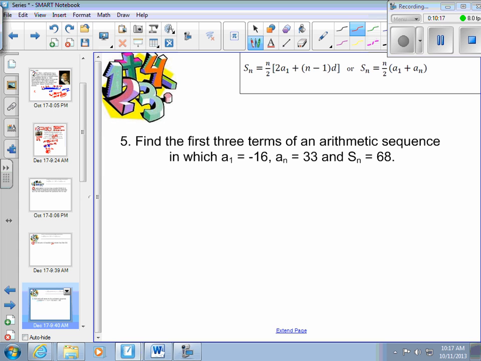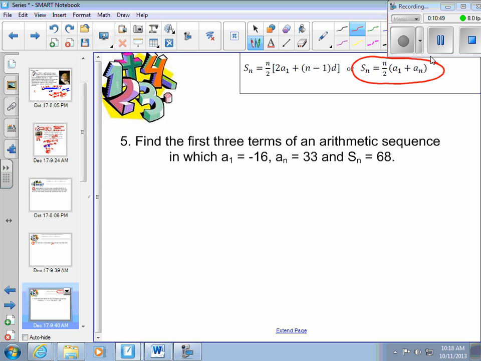Number 5 says find the first 3 terms of an arithmetic sequence in which the first term is negative 16, the last term is 33, and the sum of all the terms is 68. Okay, so we have the first one, the last one, and the sum. We want to try to figure out what it's going to be. Since we know the first and last term, this might be a better equation to use in this one. So let's plug in what we know here.